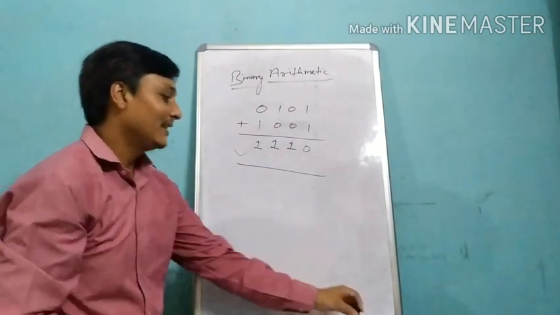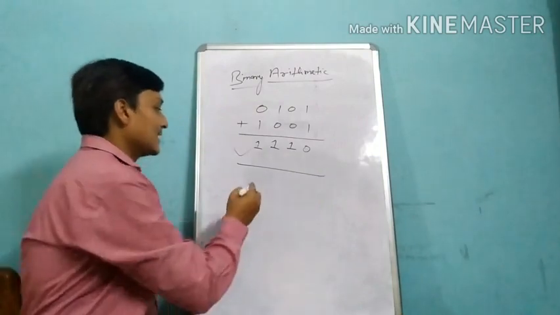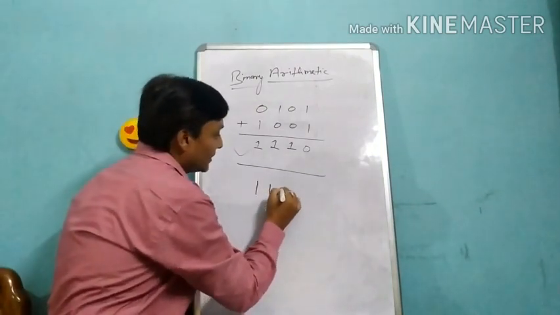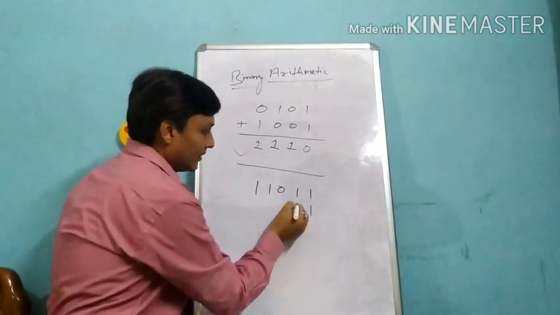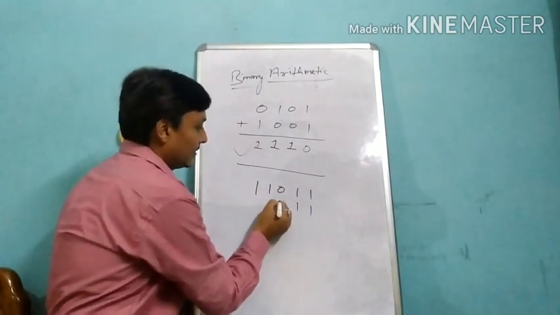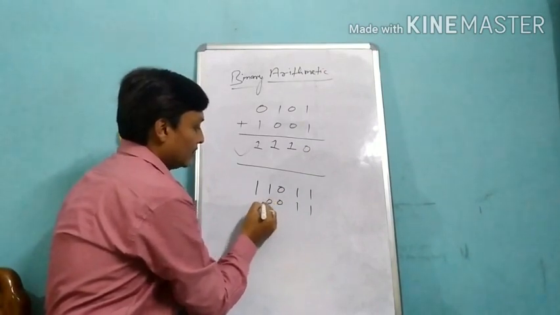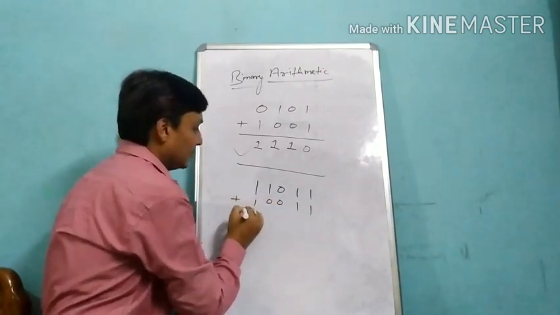Now I am going to write another one. Suppose it is given 1, 1, 0, 1, 1. I am writing 1, 1, 0, 0, 1. You have to add it.